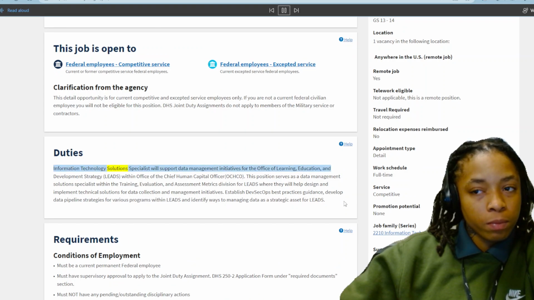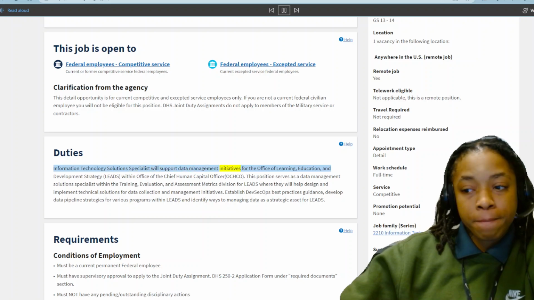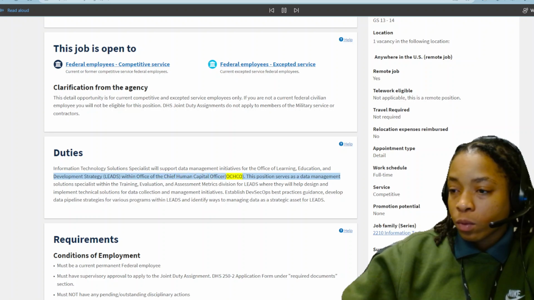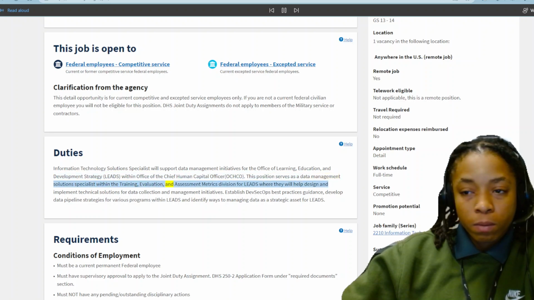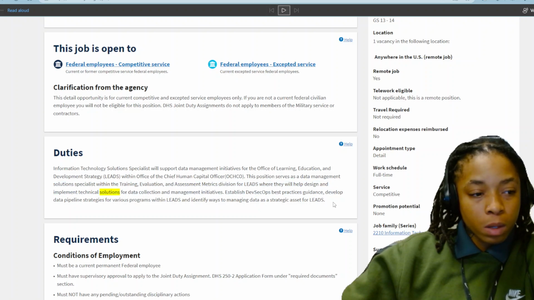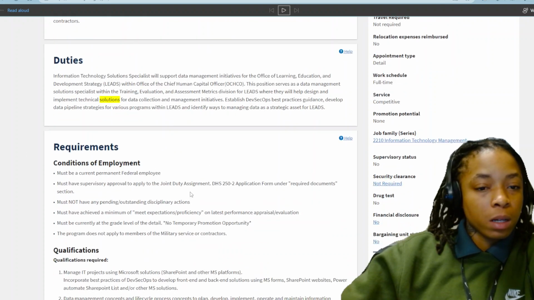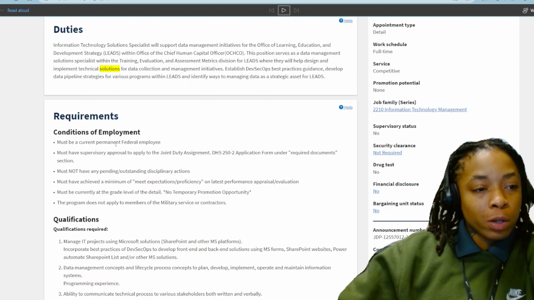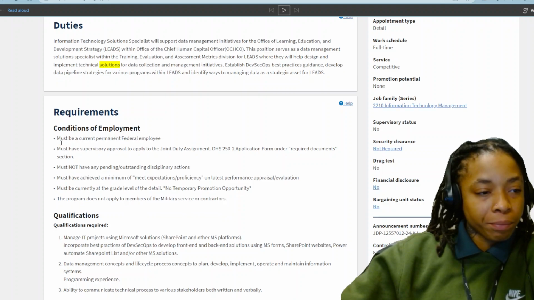Information Technology Solutions Specialist will support data management initiatives for the Office of Learning, Education, of the Chief Human Capital Officer, OCHCO. This position serves as a data management solutions specialist within the Training, Evaluation, and Assessment Metrics Division, where they will help design and implement technical solutions. Okay, cool. So the requirements, that's the nitty-gritty we want to get to. Oh, dang, must be a current federal employee. Ain't that something?